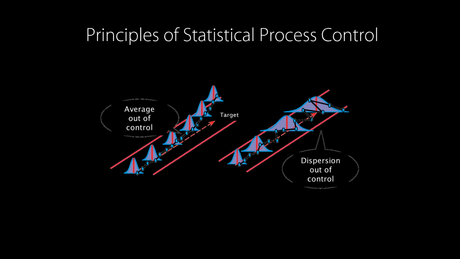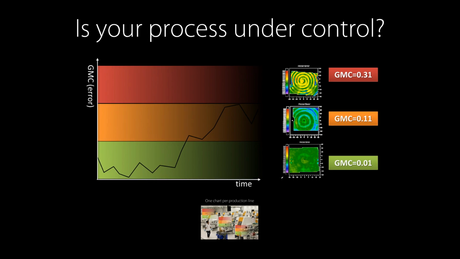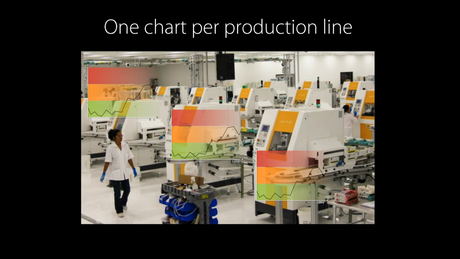To detect a drift in the process, you can track the GMC values along the time. If the GMC values get higher and higher, it means that your process is drifting. Of course, it is advised to use one chart per production line.